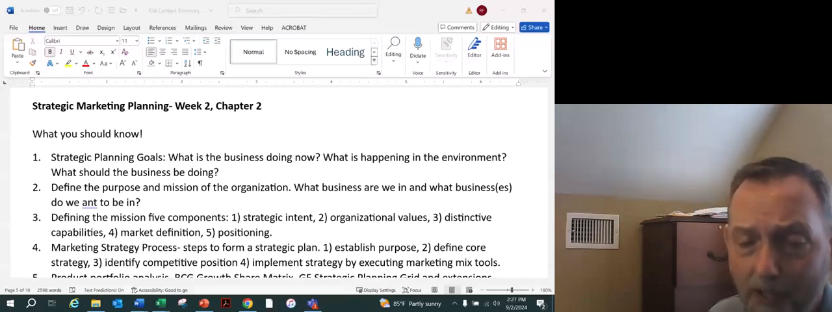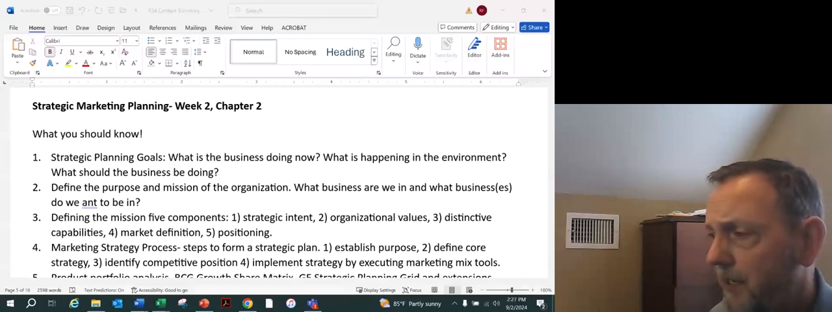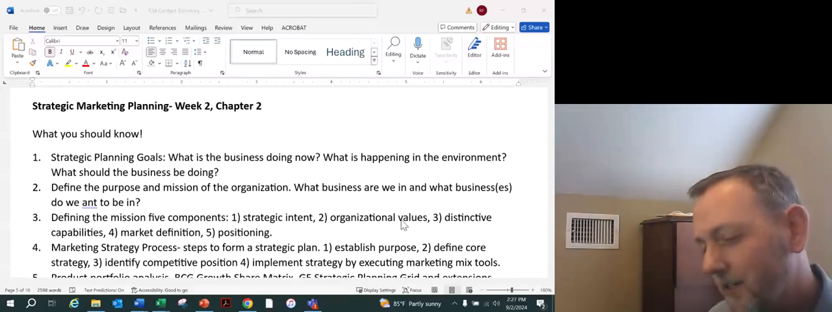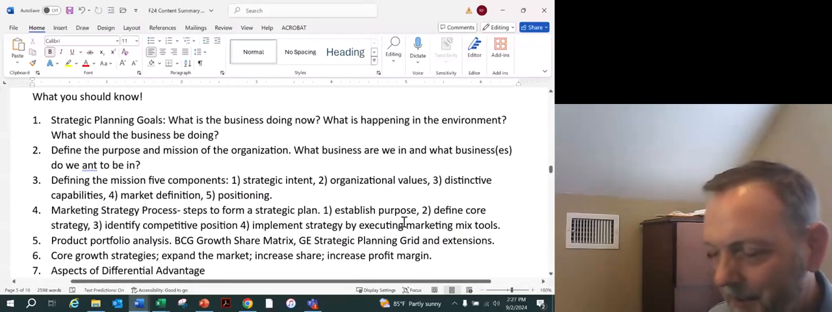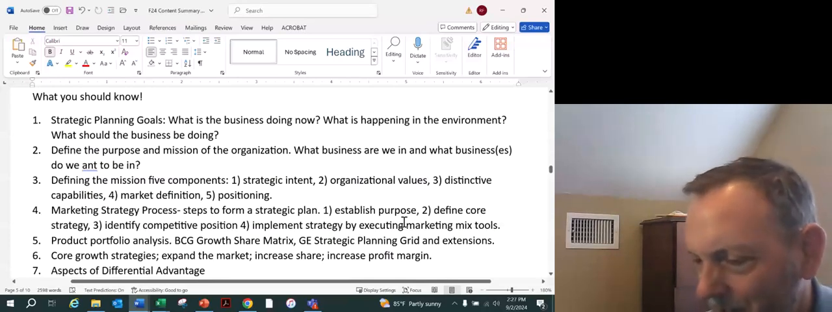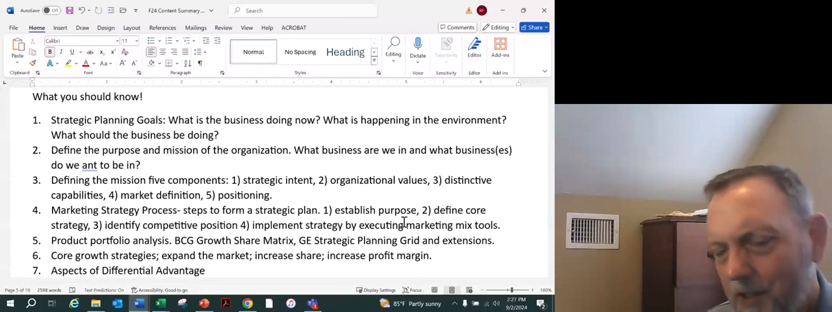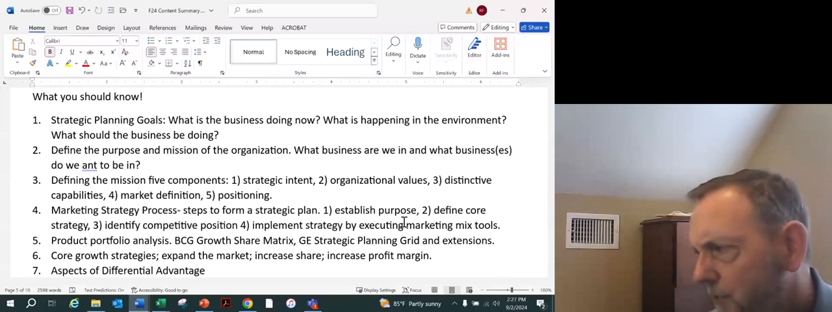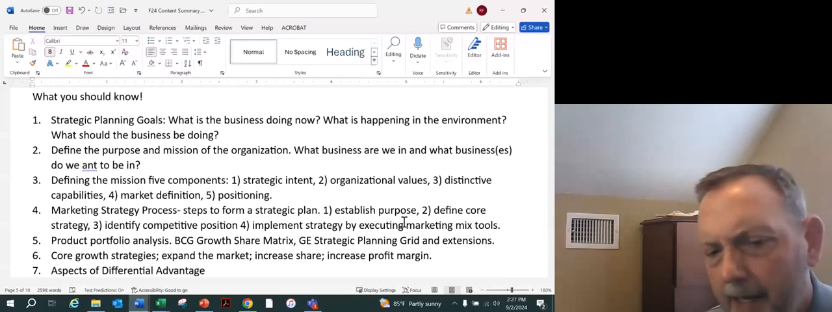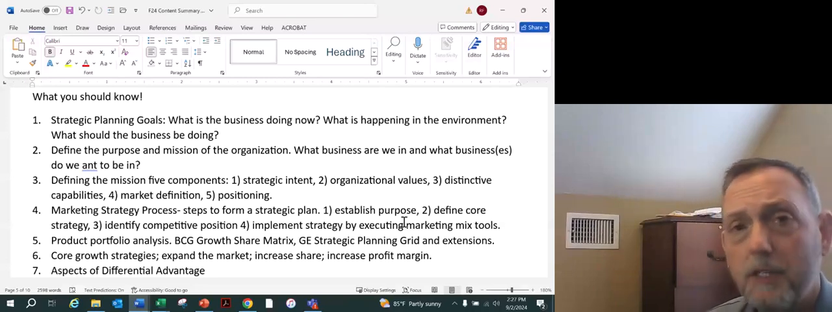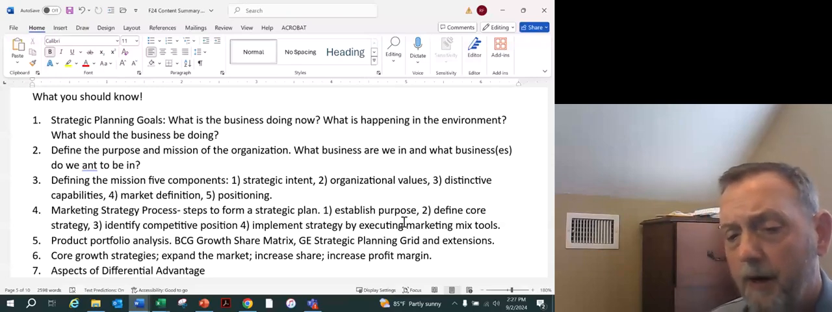So this week is all about strategic planning. This is a big wide open space, so this chapter doesn't cover everything, but it covers a lot and adds a few extra pieces which I think are kind of interesting as well. So when we look bullet by bullet at what we want to focus on: strategic planning goals.